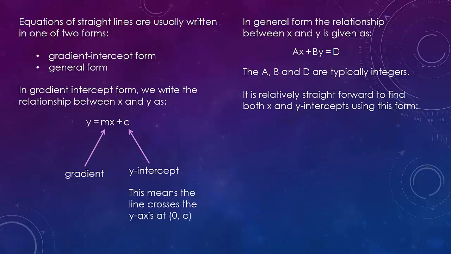It is relatively straightforward to find both x and y intercepts using this form. The x-intercept happens when y is 0, so you substitute y is 0 in and just end up with ax equals d, so you can find the x-intercept. And the y-intercept is when x is 0, so you substitute x is 0 and you end up with by equals d, and you solve that for y.